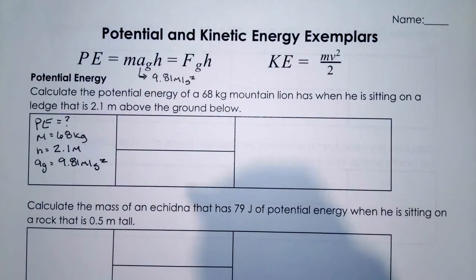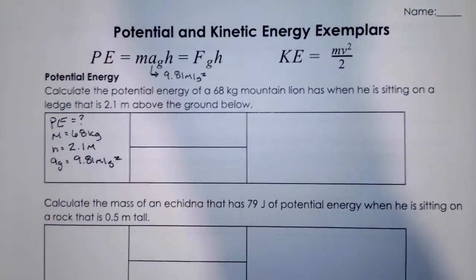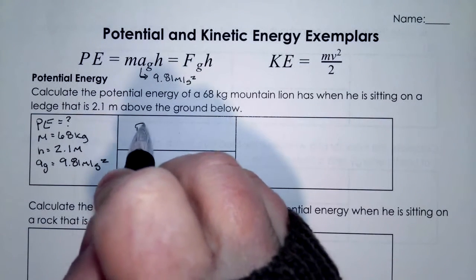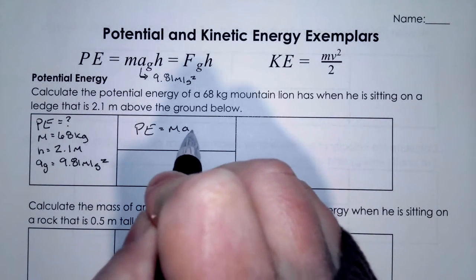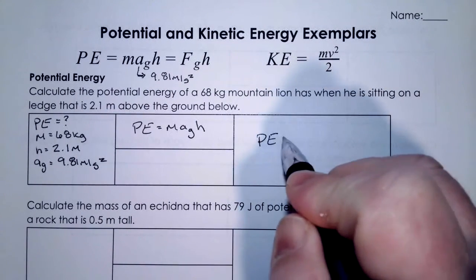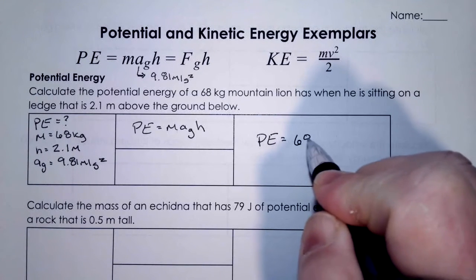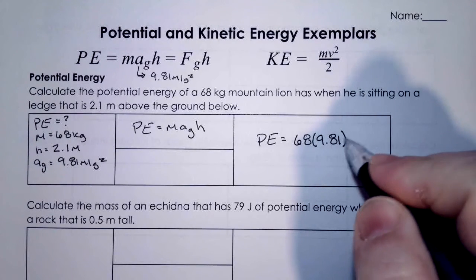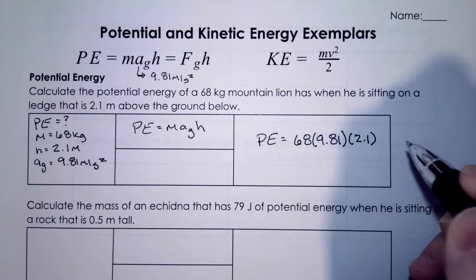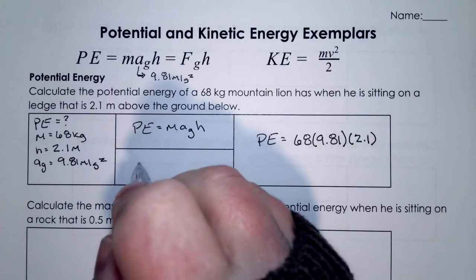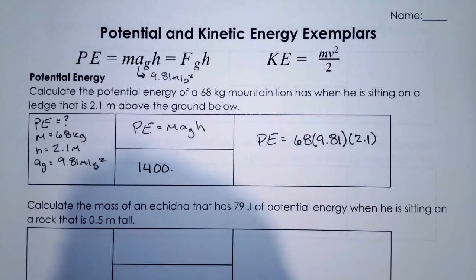Okay? So, let me give this a little zhuzh here to see if we can get it a little bit sharper. I apologize for not having done that right off the bat. There we go. So, PE equals mass times the acceleration due to gravity times the height. And so in the work area, we have 68 as our mass times 9.81, which is our acceleration due to gravity, and our height is 2.1.